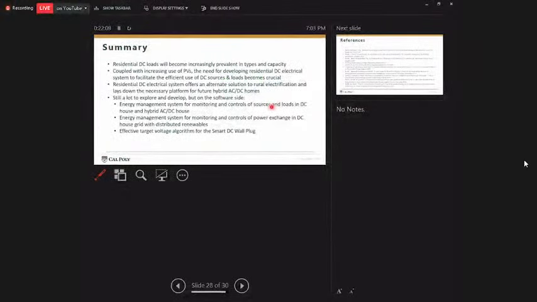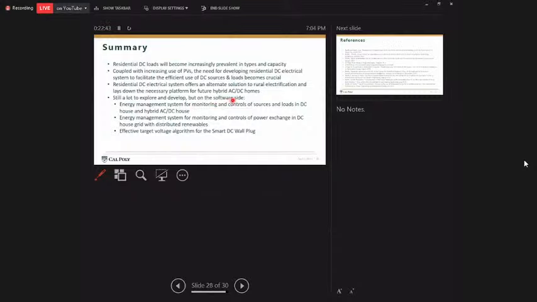And as a summary, residential DC loads will become increasingly prevalent in types and capacity, and coupled with increasing use of PVs, the need for developing residential DC electrical systems to facilitate the efficient use of DC sources becomes crucial. Residential DC electrical systems offer an alternate solution to rural electrification and lay down the necessary platform for future hybrid AC-DC house.